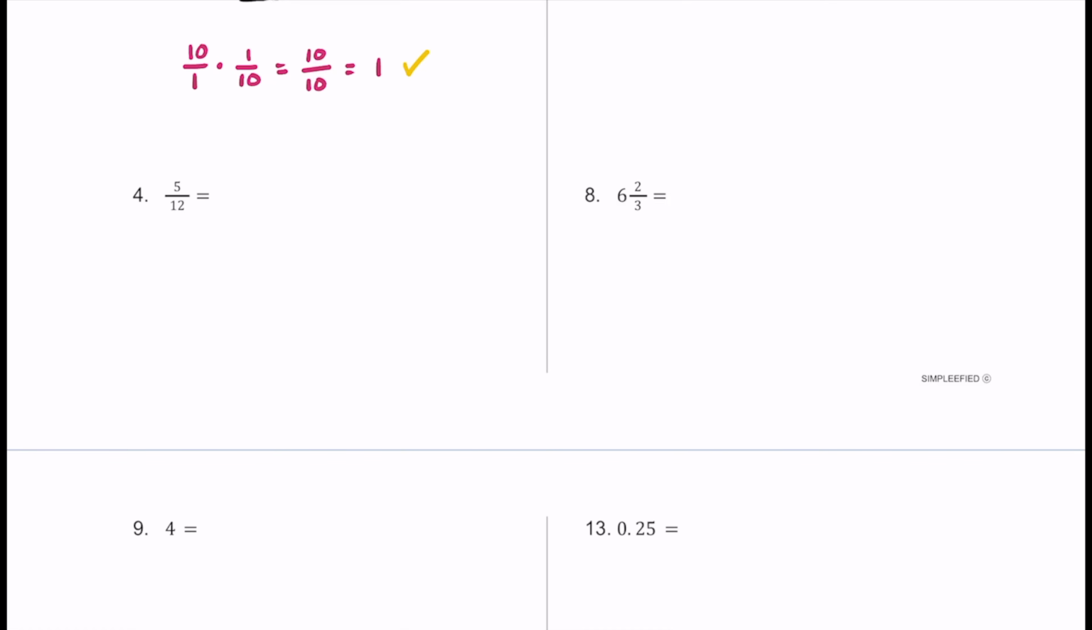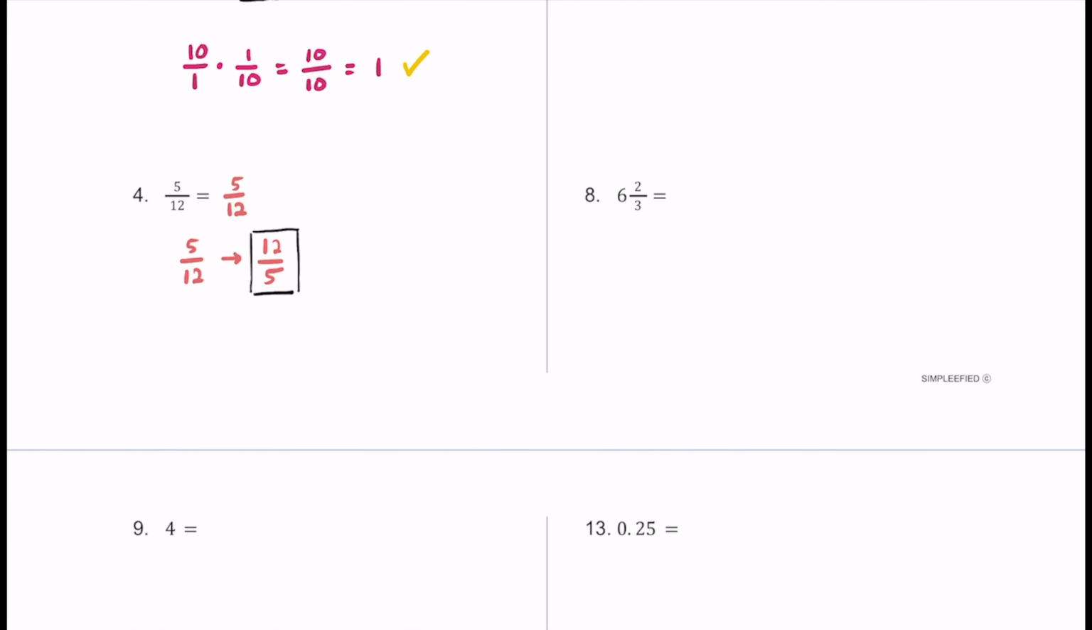So for number 4, we have 5/12. Now that's a proper fraction, so we can just leave it alone from the start. And so if we want to go ahead and find the reciprocal, this one's actually kind of nice. We don't have to do anything. We just flip it upside down, so we're going to get 12/5. All right, so that's one way you could write the reciprocal here.